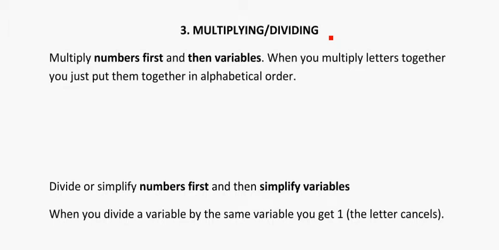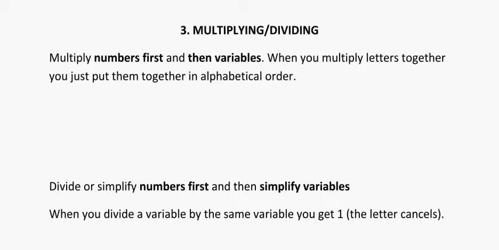Now we're going to learn the rules of multiplying or dividing in algebra. So the rule you need to learn here is to multiply numbers first and then variables. And when you multiply letters together, you just put them together in alphabetical order. So let's do multiply first and then we'll do divide.